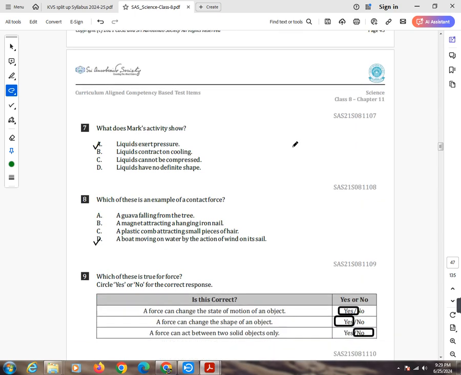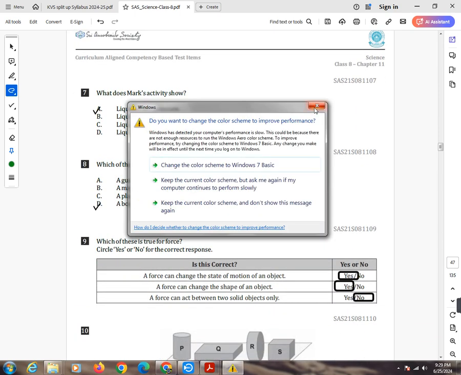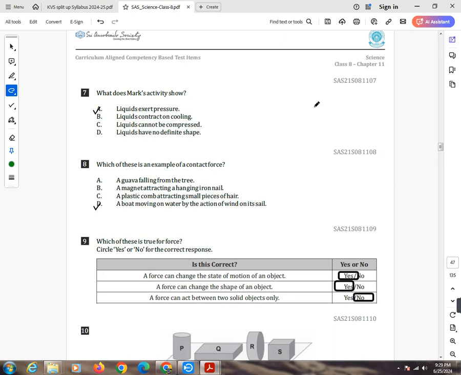Now look at question number 8. Which of these is an example of contact force? Option number 1 is a guava falling from the tree. This is because of gravitational force, an example of action at a distance force. Option B is a magnet attracting a hanging iron nail. This is again action from a distance. A plastic comb attracting small pieces of hair. This is again an example of action from a distance force. So option D is correct.